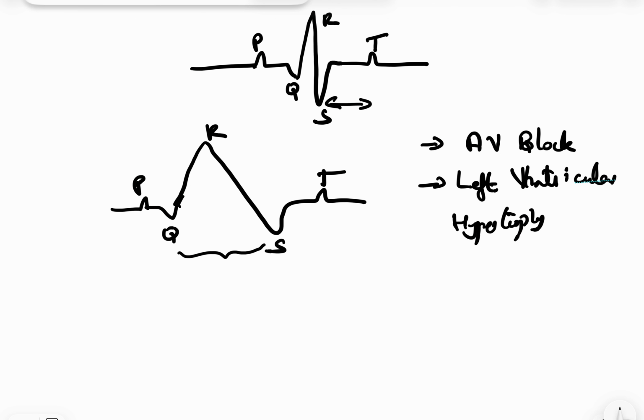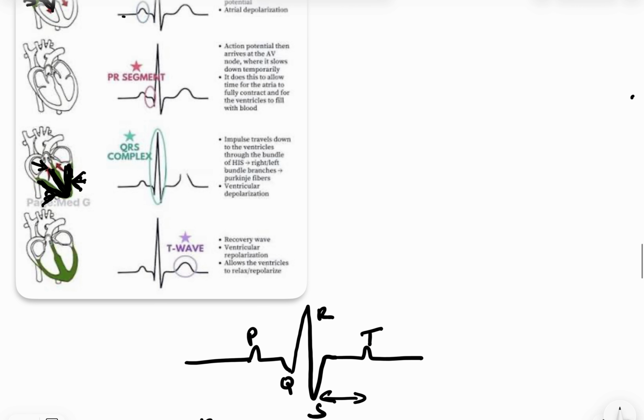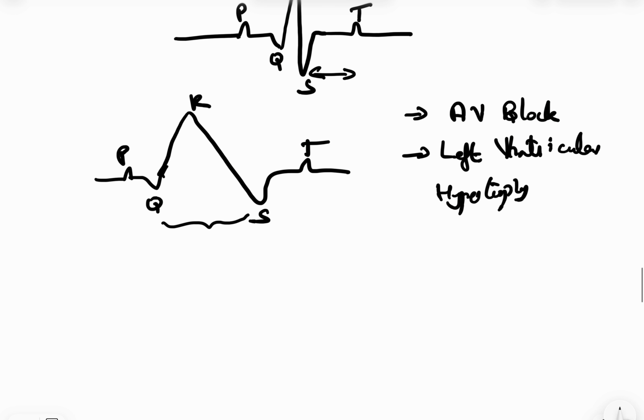We already said the QRS wave shows the transfer of the impulses to the ventricles. So if there is an issue in the ventricles, the ECG will show a widened QRS wave. Left ventricular hypertrophy and ventricular tachycardia. Ventricular tachycardia, hyperkalemia.